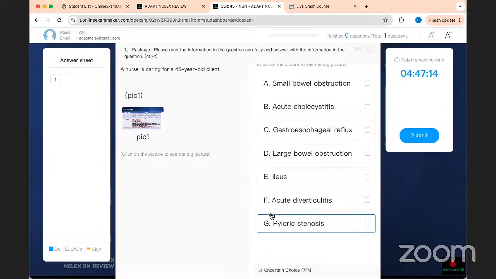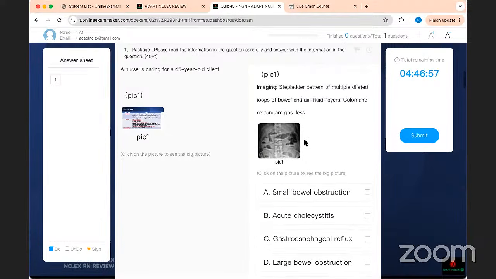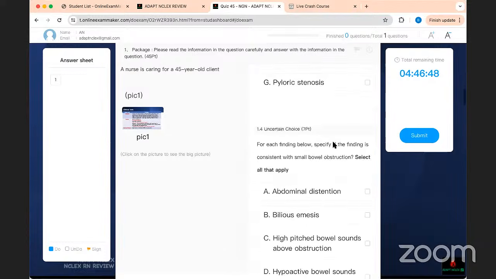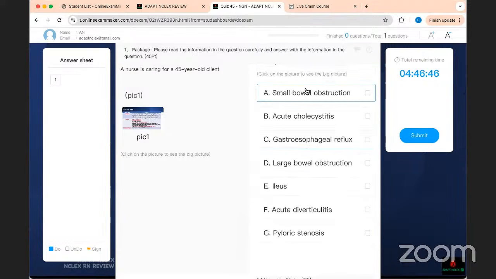And then you should not pick pyloric stenosis because, although the patient is vomiting, the patient is like 45 years old. It's too old to get pyloric stenosis. And therefore, you're left with what? Large bowel obstruction, small bowel obstruction, and ileus. Ileus means the small bowel and large bowel are full of air, right? This one in the colon and the rectum has no gas. It can be ileus. So it's either small bowel obstruction or large bowel obstruction.